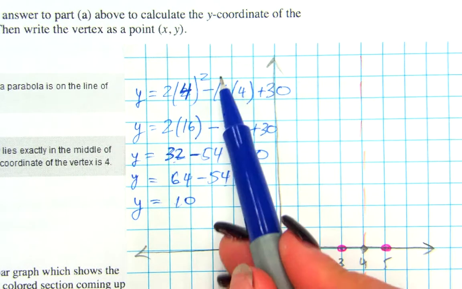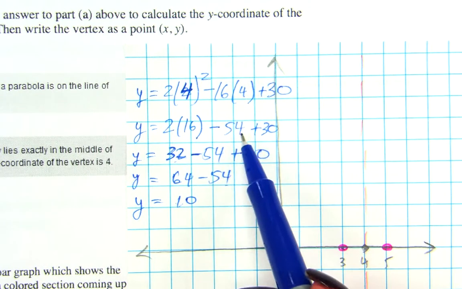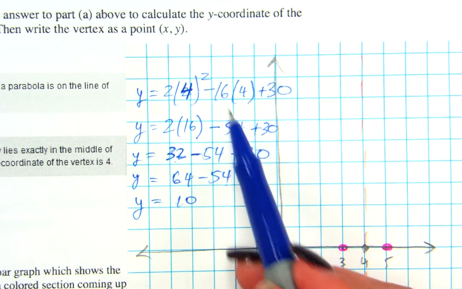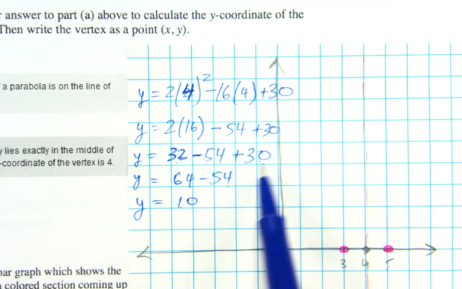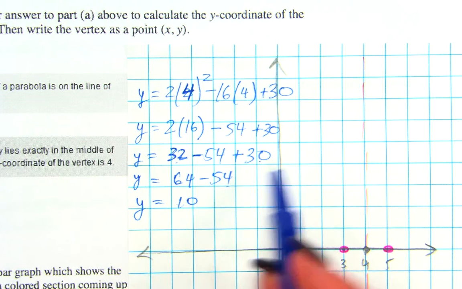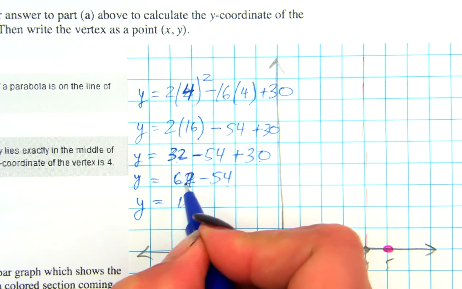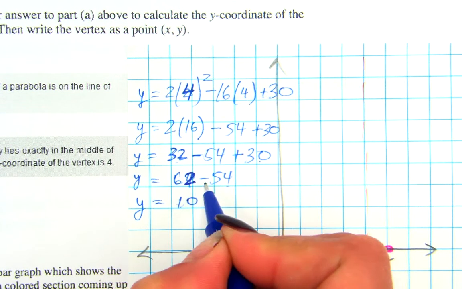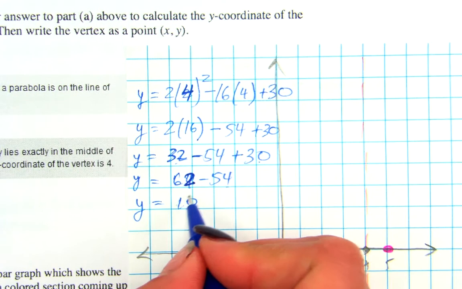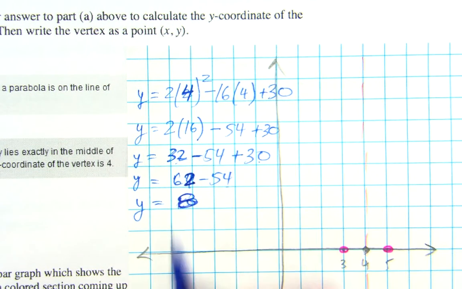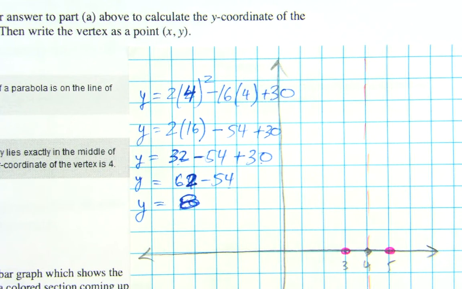Okay, let's just double-check our work. 4 squared, 16. 2 times 4 is 8, carry the 1, and then plus 30. 32 plus 30. Oh, that's where I messed up. 32 plus 30 is 62. Minus 54, that's just 2 less. So y is going to be equal to 8. Okay, that's what we have. We have y equals 8.